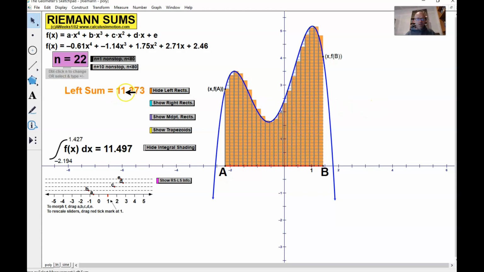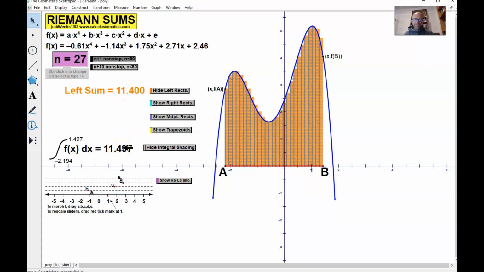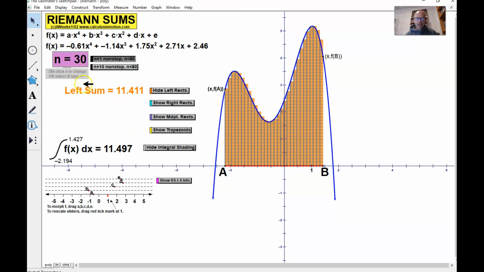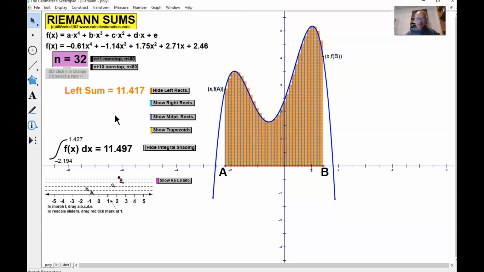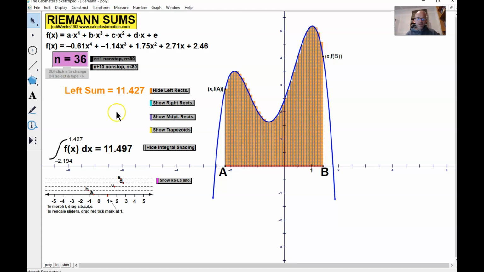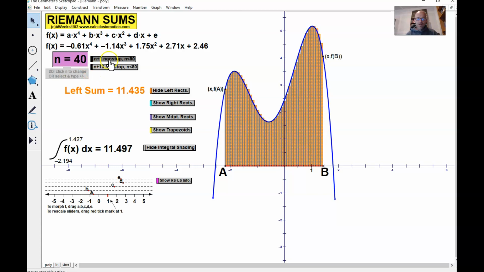Notice also, watch this orange number here. It's getting closer and closer to this black number. We're at 29 now, 30. It's getting closer, it's getting closer. I'd have to stop it here. I think I can stop it.